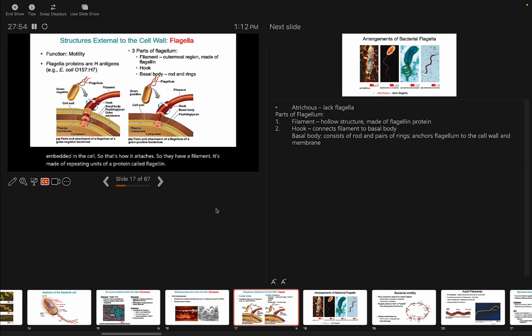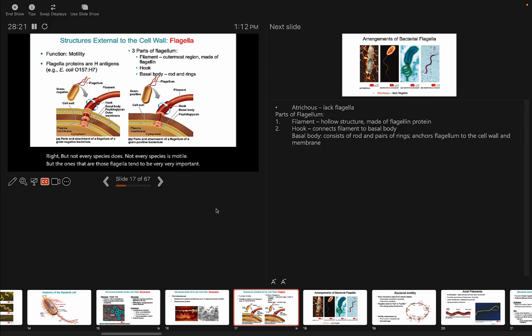It has a hook right here, and then it has this rod ring structure, and you can have them in gram positives, which is shown right here, or in gram negatives. So both kinds of bacteria can make a flagellum, right? But not every species does. Not every species is motile. But the ones that are, those flagella tend to be very, very important.